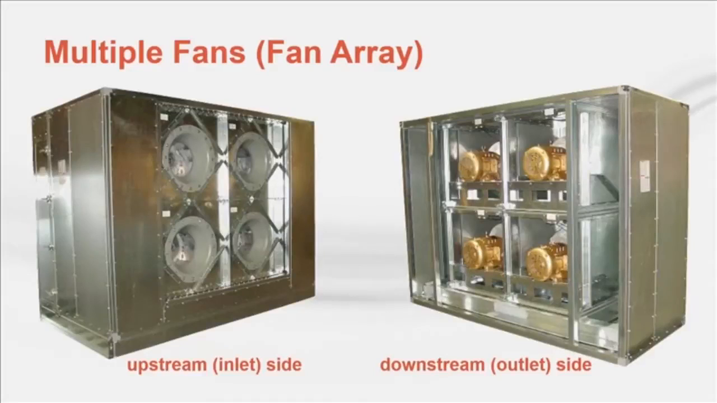A fan array uses multiple, smaller fan wheels arranged in parallel airflow paths, with direct drive plenum fans being typical. The example in this picture shows 4 stacked direct drive plenum fans in an array. Fan arrays have some advantages over using a single fan wheel, but they also have drawbacks. The primary benefits of a multiple fan array include a possible reduction in overall length of the air handling unit and redundancy in the event of a failure.